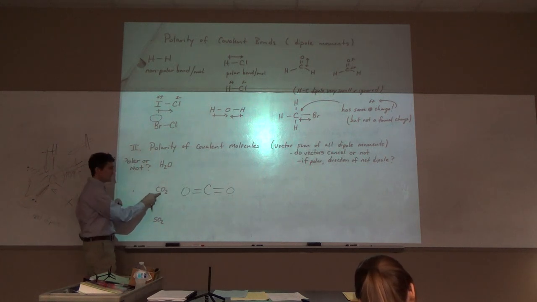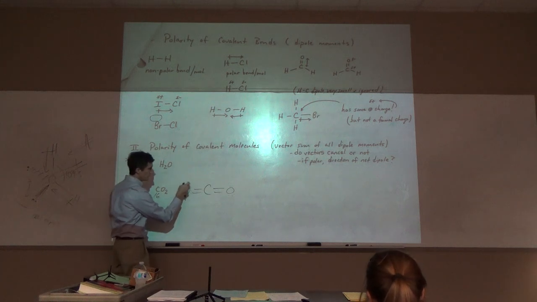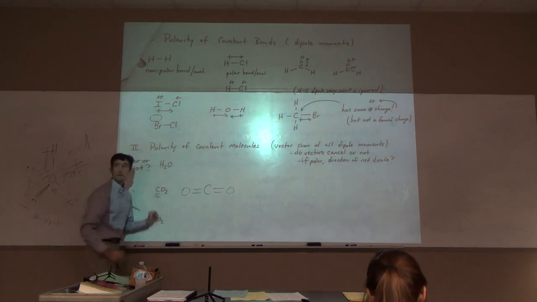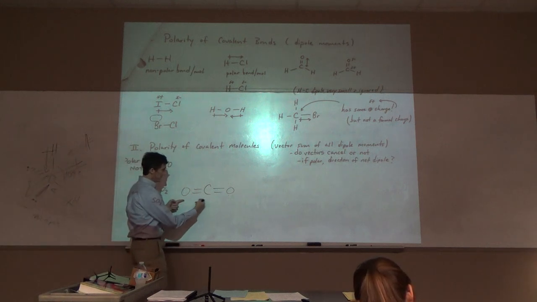How many valence electrons we got? Four. Each oxygen is six, so that's 12. How many we got? 16: 2, 4, 6, 8, 10, 12, 14, 16. Good bonding. There you go, CO2. Okay, what type of dipole we got here?